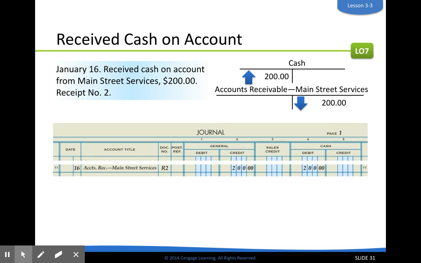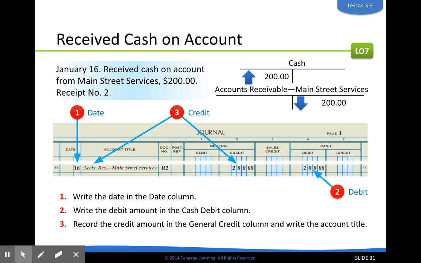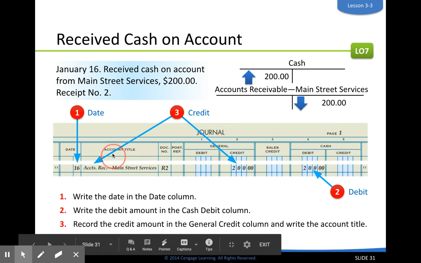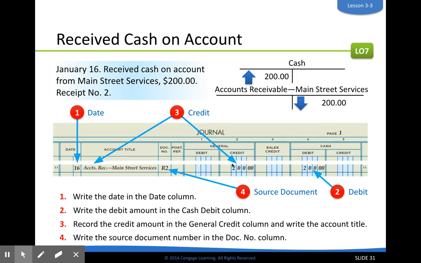So we have our date, the 16th. We are going to debit cash because we received cash. We are going to credit accounts receivable, Main Street Services. So remember, whatever is in the accounts title column is labeling the general column. So it's accounts receivable, Main Street Services credit of $200. Then finally, we have our source document, R2, which is receipt number 2 because we received cash.